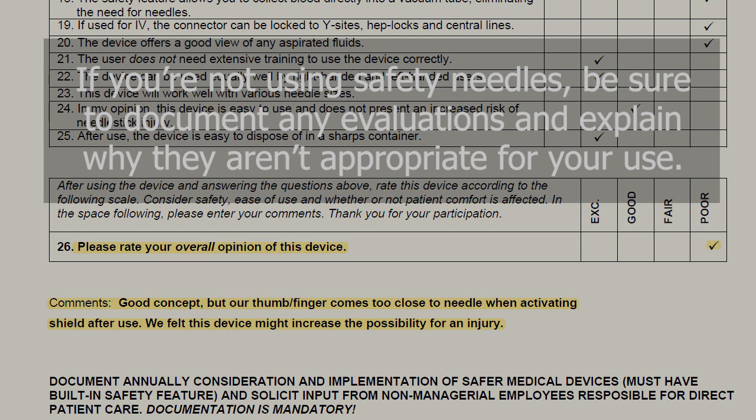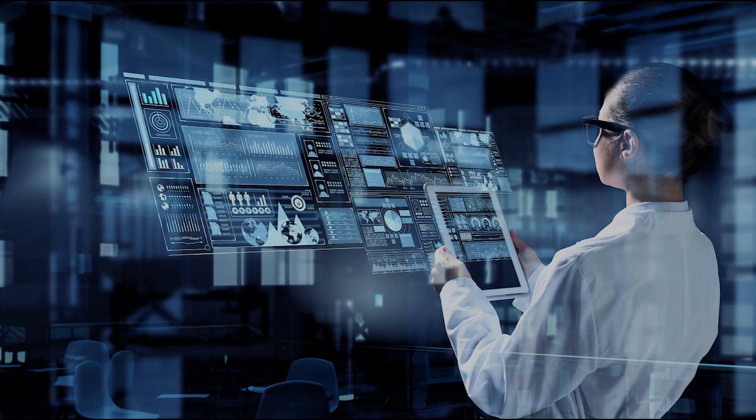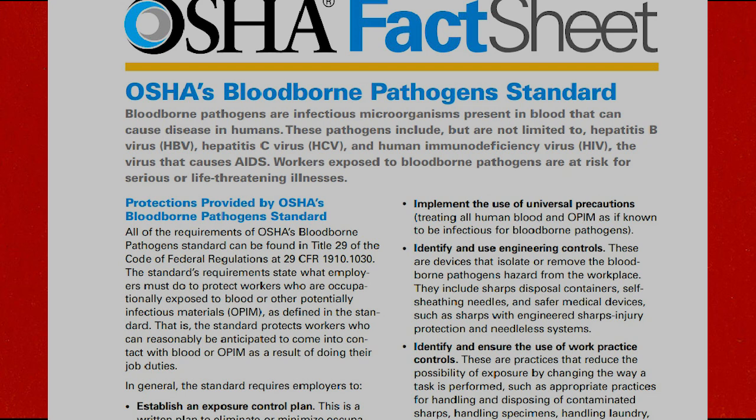This must be an ongoing process. Evaluations must be documented at least once per year. Technology improves, so make sure you ask your vendor or reps for any samples of the latest needles available. Now, if you aren't using needles with built-in safety features, it's important to use a combination of work practice and engineering controls to reduce the possibility of exposure.